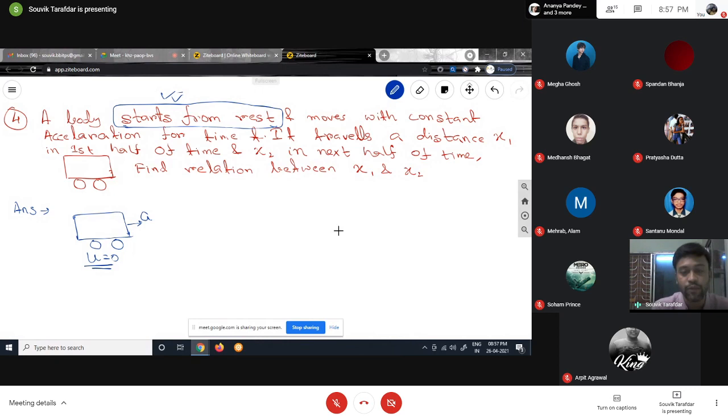So for time t, it was moving for time t. Let us take in time t, it went here. So here it was t is equal to 0, and here it is t is equal to t. Now t could be 10 seconds, 15 seconds, 20 seconds, 1 hour, whatever it is, we don't know. That's why we have kept t is equal to t. Then it is telling that it travels a distance x1 in first half of time. Now very important portion, first half of time, not first half of distance.